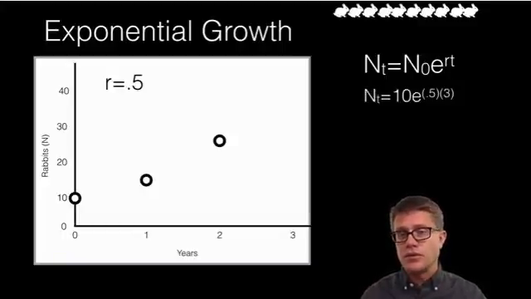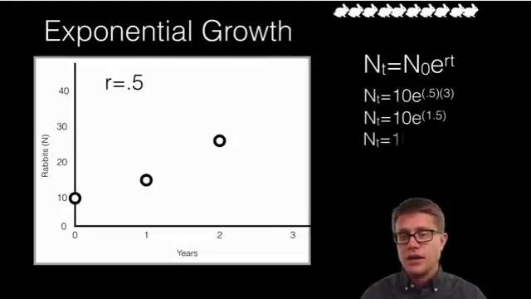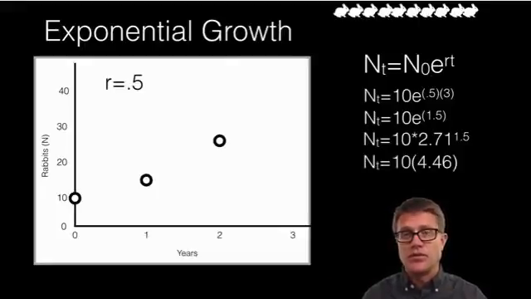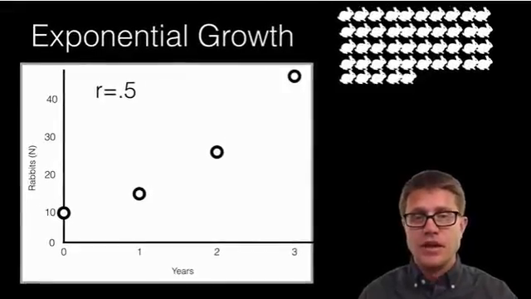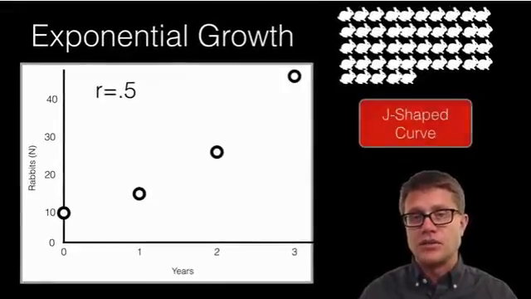Let's go for year 3. So if we figure out year 3, again, our intrinsic growth rate is still 0.5. 3 is going to be the year we're at. Still have that same initial. And so this is going to be 2.71 raised to the 1.5 power. You'd probably need a calculator to do this. We now get 44.6, or let's say 45 rabbits. So if we graph it, you can see that the population is increasing like that.